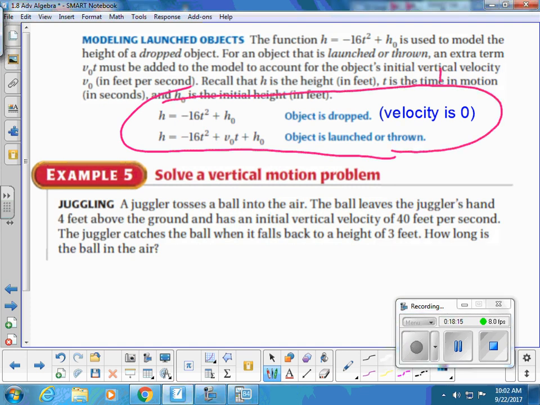So if you're just dropping an object off a building like this, you're going up like this, drop, there's no initial velocity, and that's why you can use this formula. But if you're going to throw something like a football, there is an initial velocity, and that's this one. So let me explain what all these mean. H stands for height, T stands for time in the air, V0 is initial velocity, and then H0 is initial height.